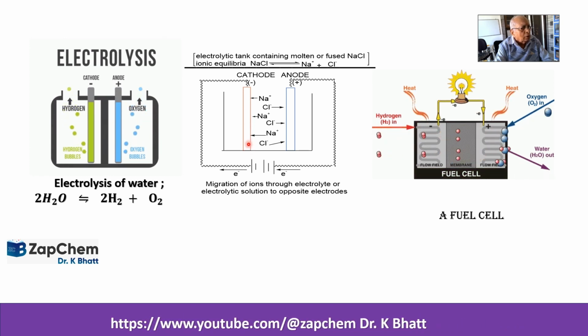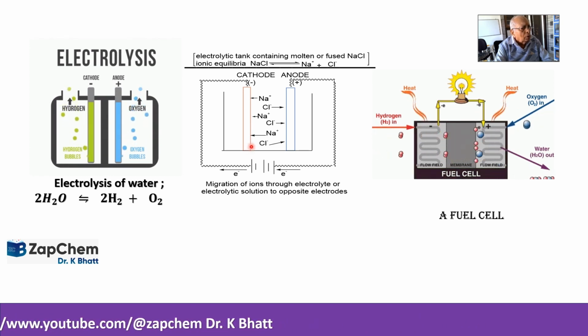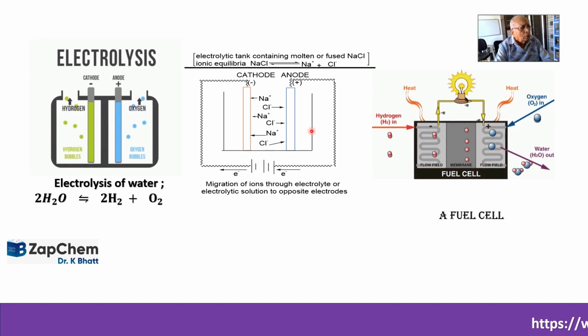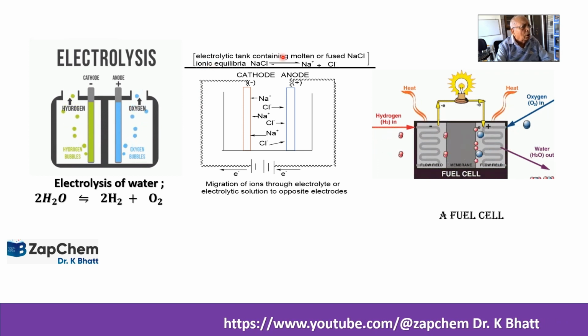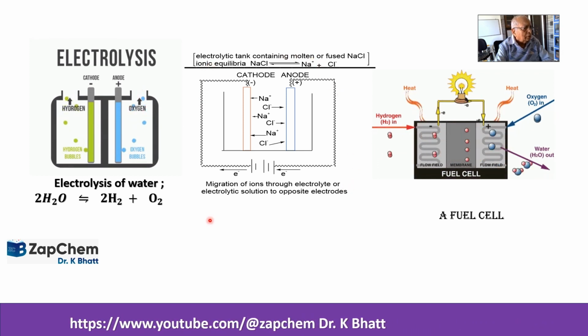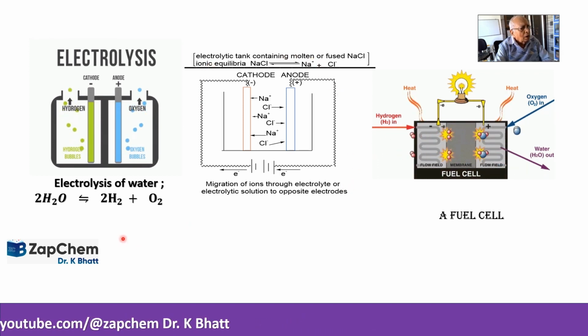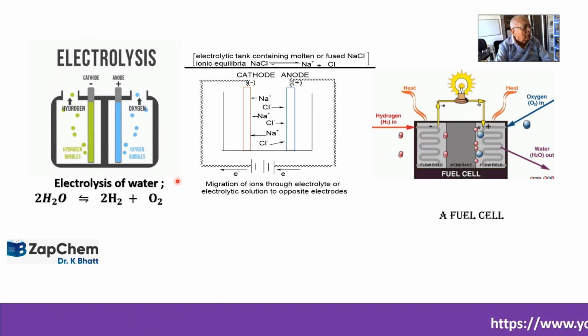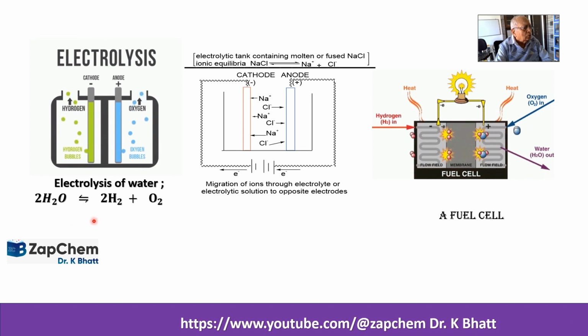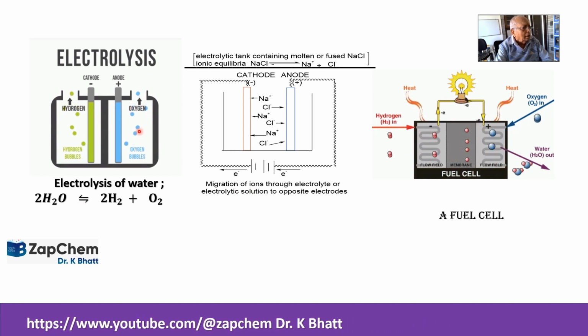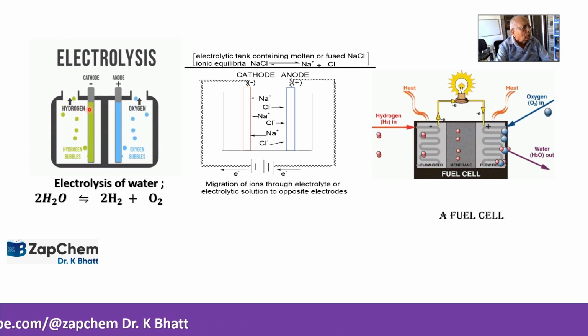Sodium gets deposited over the cathode, and chlorine over the anode. So that's there. Now this happens with almost all the salts in the fused state. Of course, I have given you two illustrations here. Electrolysis of water: water ionizes to form hydrogen ion and oxygen ion in different compartments, cathode and anode.